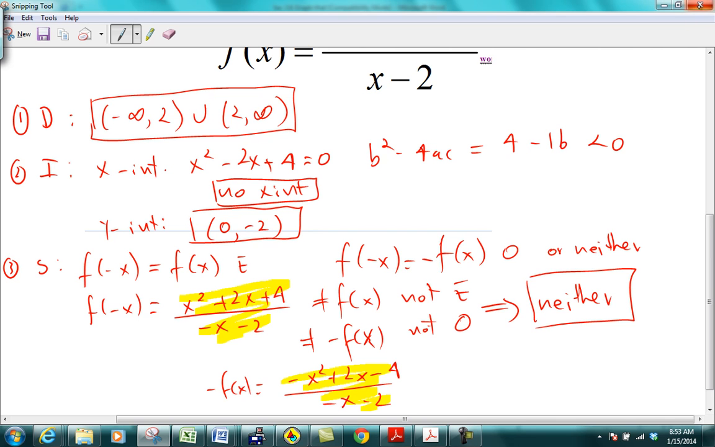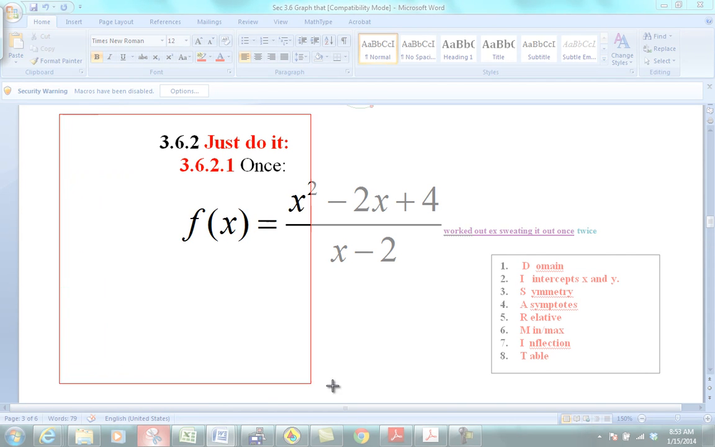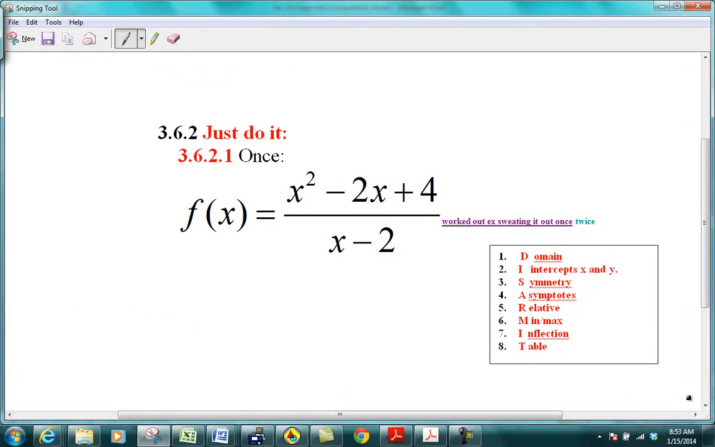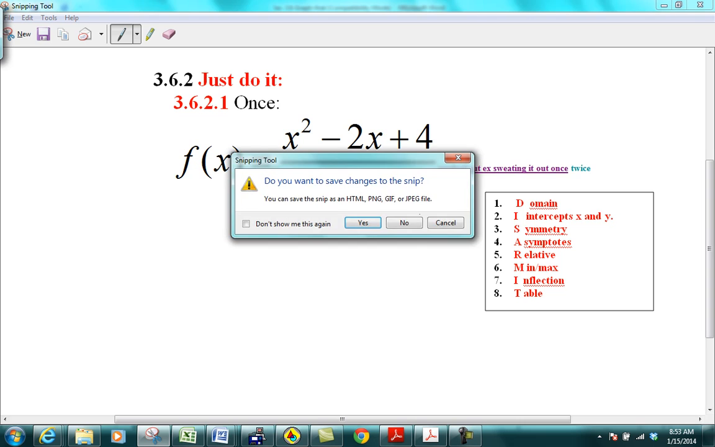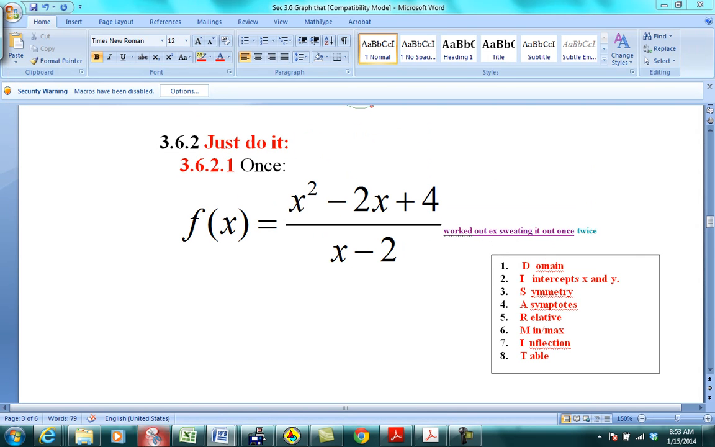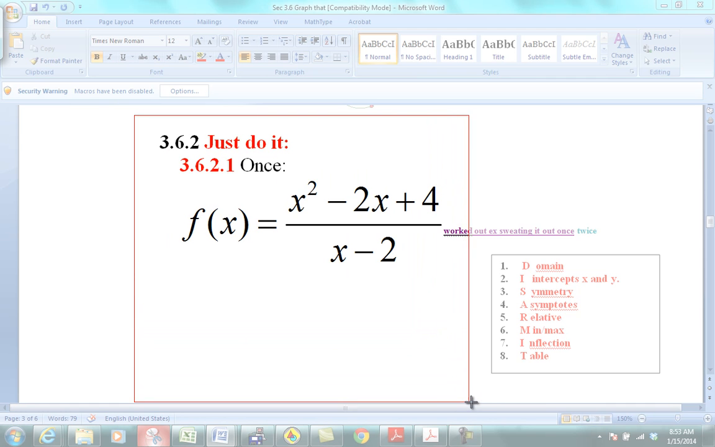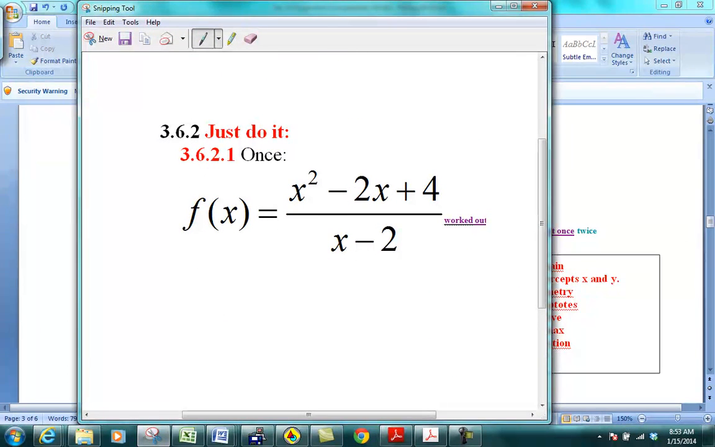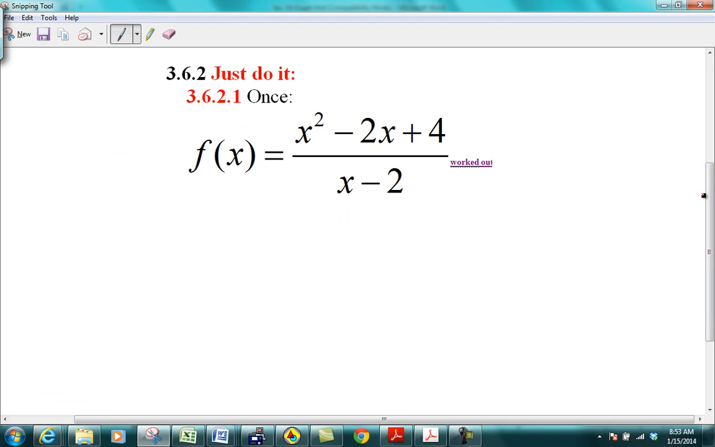Moving on to, and then we need to go to asymptotes. Okay. So let's snip one more time. Actually, that's not the way I want it. I want to snip only a part of this. So let's just go this part here. Okay, so that would be number 4 would be A for asymptotes.